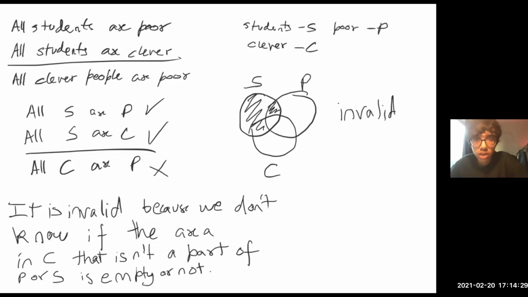All right, so this is a specific conclusion. Sorry for the handwriting. It is invalid because we don't know if the area in C that isn't a part of P or S is empty or not. It could be empty or it could not be empty, but we don't know, and hence the conclusion is false.